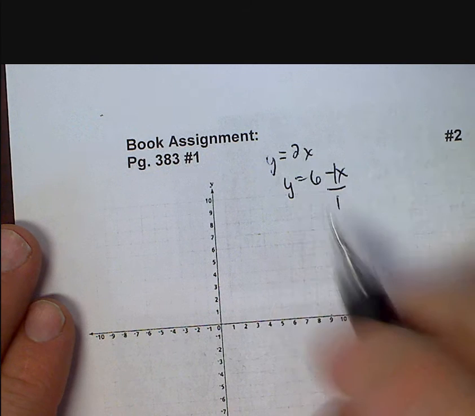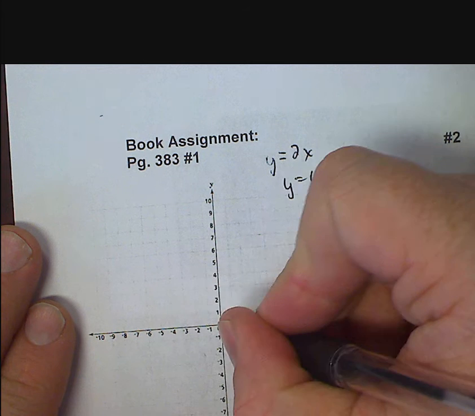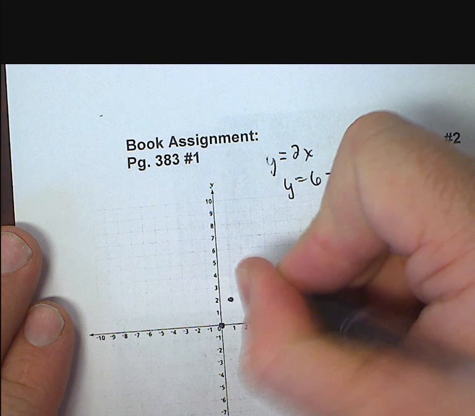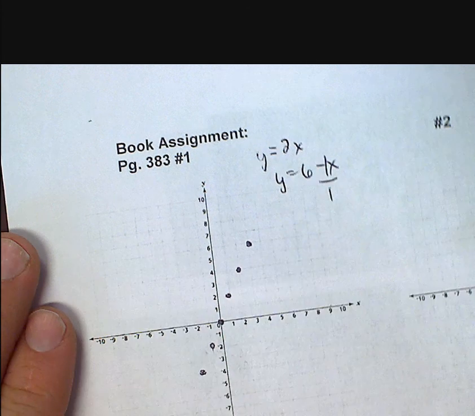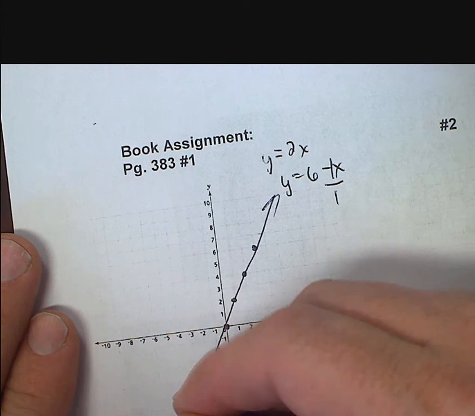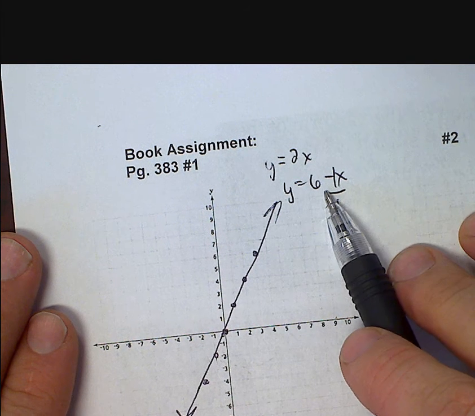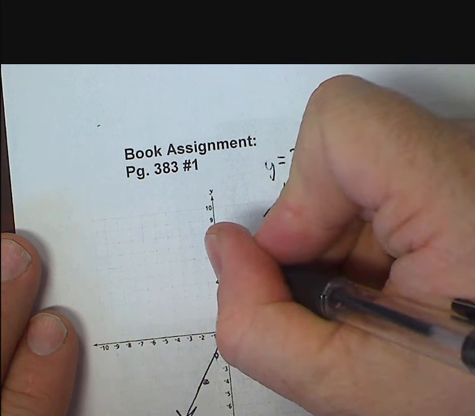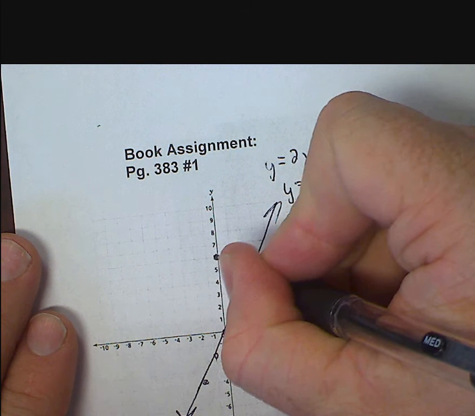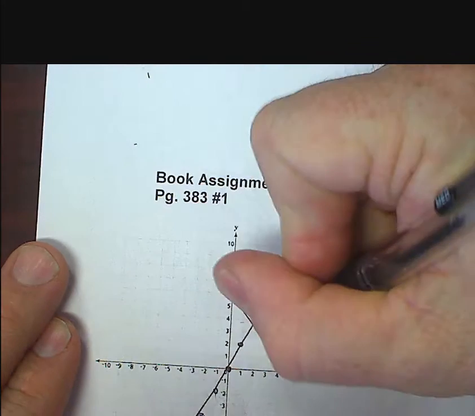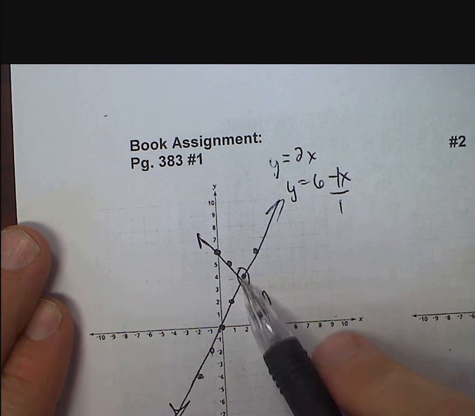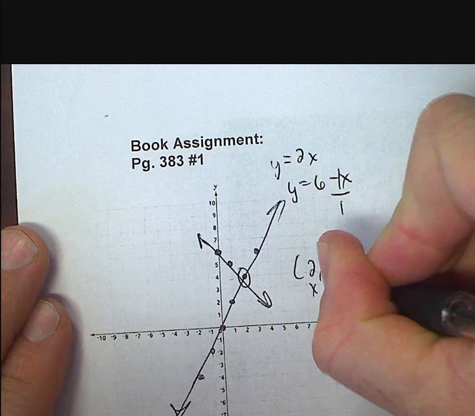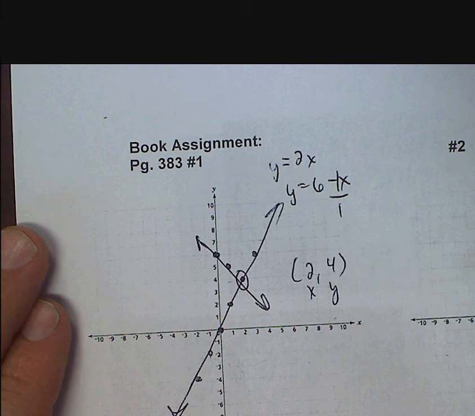So that would be negative 1 over 1 on my 6. On the first one, I start at 0. I go up 2 over 1, up 2 over 1, up 2 over 1, down 2 left 1, down 2 left 1, so on and so forth. On the second one, I have positive 6, and I go down 1 over 1, down 1 over 1. That is where they intersect. My point of intersection is 2, 4. So my x value is 2, my y value is 4.